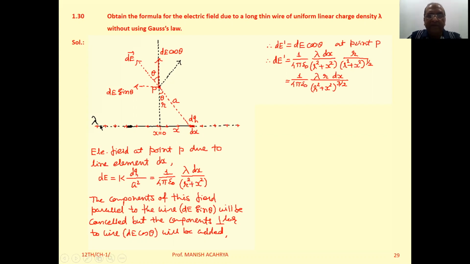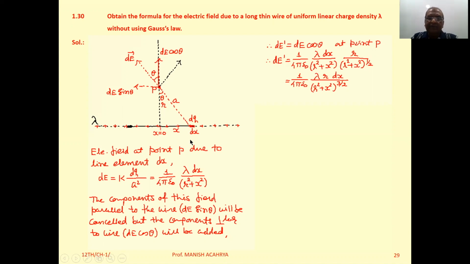Now see, this one is a uniform linear charged wire, having linear charge density lambda. Suppose we want to find the electric field at point P, which is at perpendicular distance r from the wire. Here we consider the origin x equal to 0. With respect to that, on the y-axis we take point P, which is at distance r. The wire is coinciding with the x-axis.